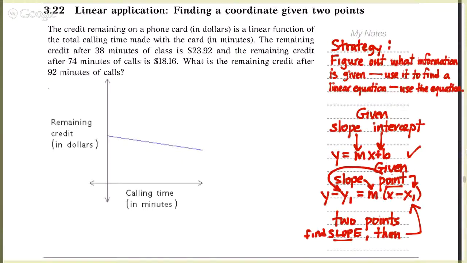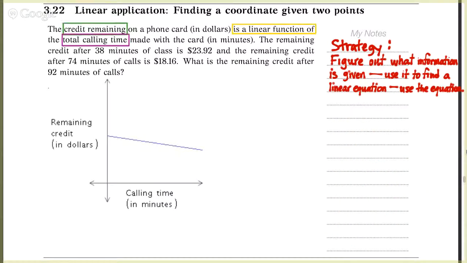Okay, so let's flesh that strategy out. The verbal description here says that the credit remaining on a phone card is a linear function of the total calling time. Right off the bat, the information that's giving us is it's setting up a relationship between two numerical quantities. On the one hand, the credit remaining on a phone card, and on the other hand, the total calling time made with the card. We also have units, dollars and minutes.